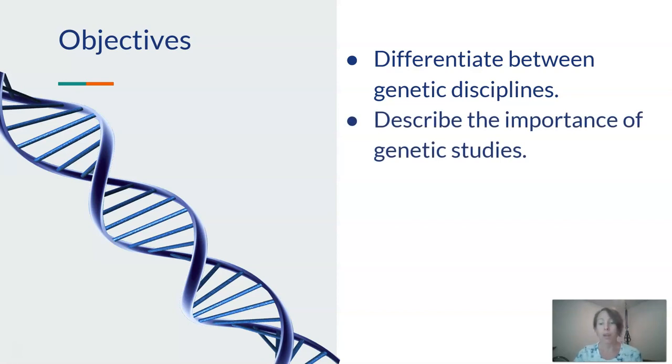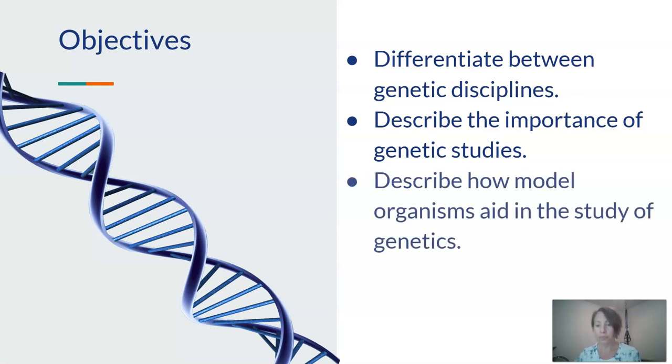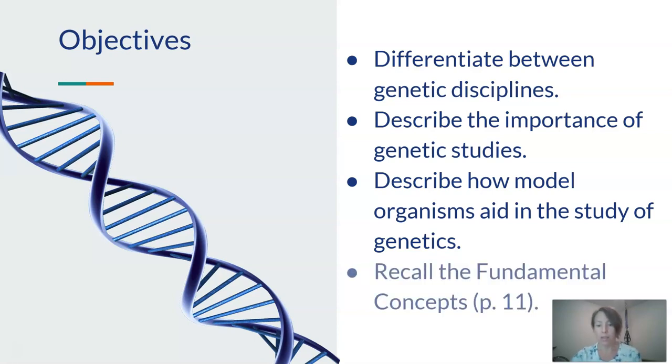You have to be able to describe the importance of genetic studies. There's lots of reasons why we study genetics. You'll have to describe how model organisms aid in the study of genetics, and you'll have to be able to recall all the fundamental concepts that start on page 11. A lot of the activities that we do for this chapter will be directly related to these objectives. Your activities help you to meet these objectives, and again, you can use these objectives to study for the test.